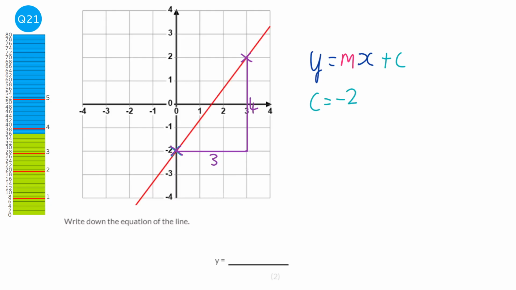Now, to find the gradient, what we want to do is find out how much y has changed, so the change in y, that's how far up it's gone, which is 4, and put that over how far right it's gone, so the change in x, which is going to be 3. So our equation is going to be y equals 4 over 3 x minus 2.